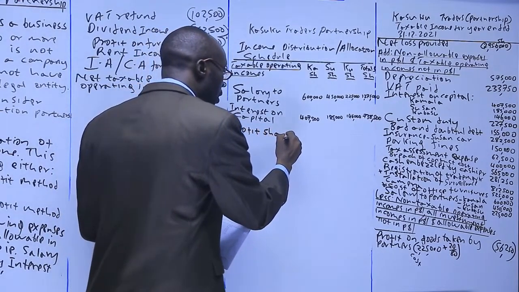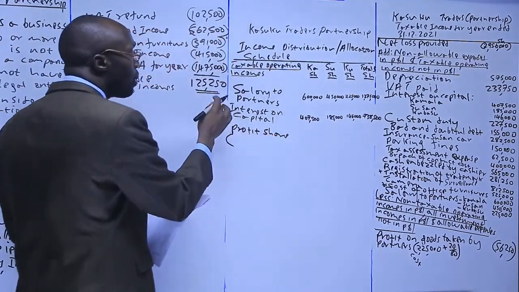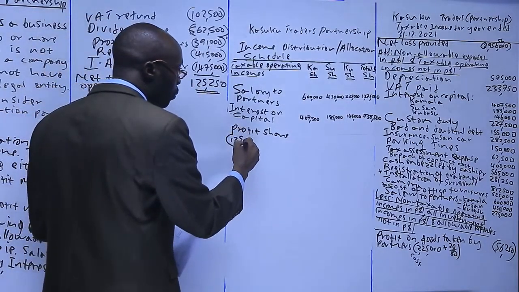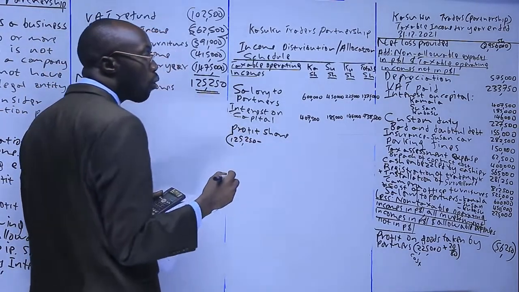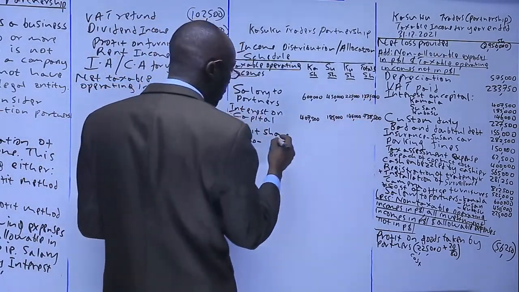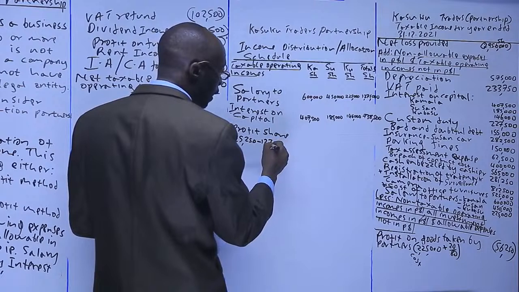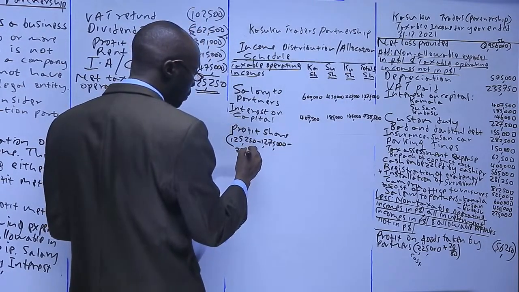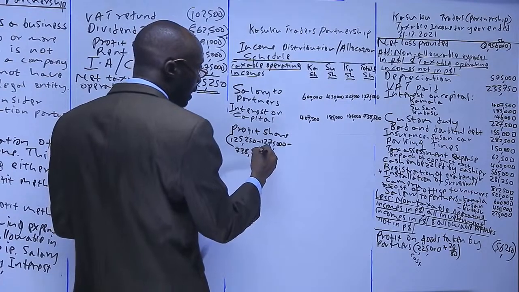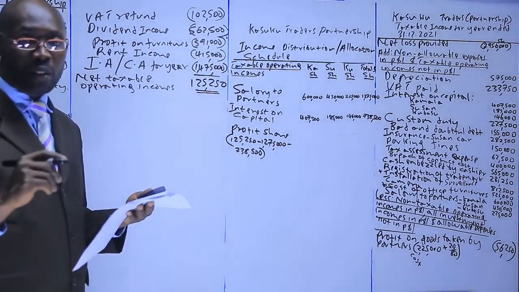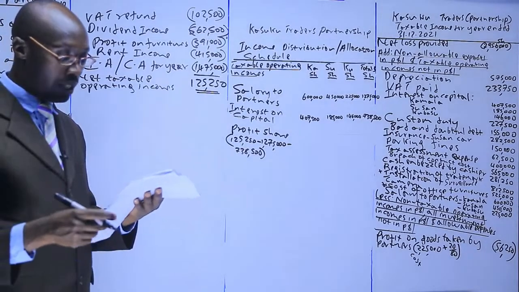Profit share. So profit share, how do you get it? We said we take the operating income, this one, of 125,250, minus what you have distributed. You have distributed this and this, which is 1,275,000 and also 738,500. Then what remains, you share according to the profit sharing ratio. That's what we said. Profit share, you share according to the profit sharing ratio.